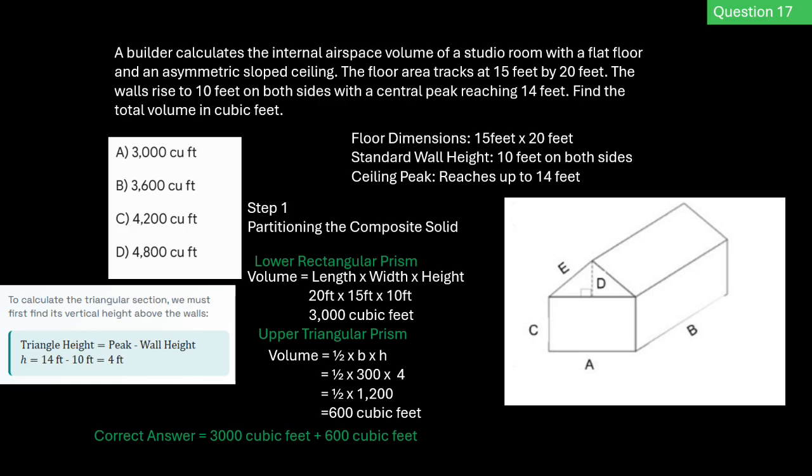To wrap it all up, we just add our two parts together. 3,000 cubic feet for the bottom section plus 600 cubic feet for the top section gives us a grand total of 3,600 cubic feet. Looking back at our multiple choice options, that means B is our correct answer.